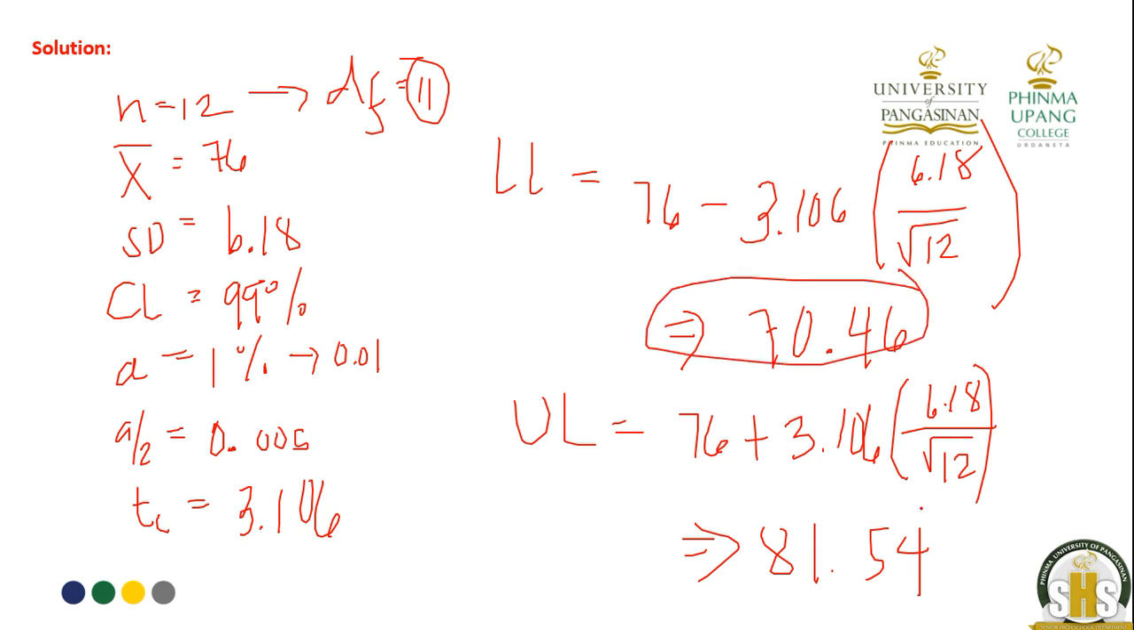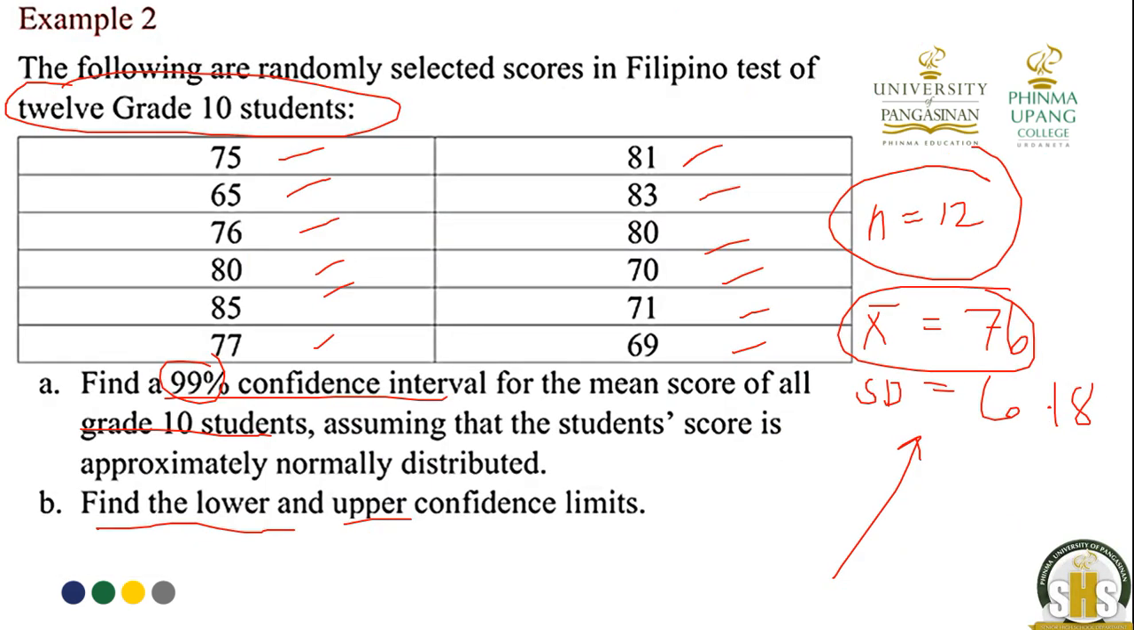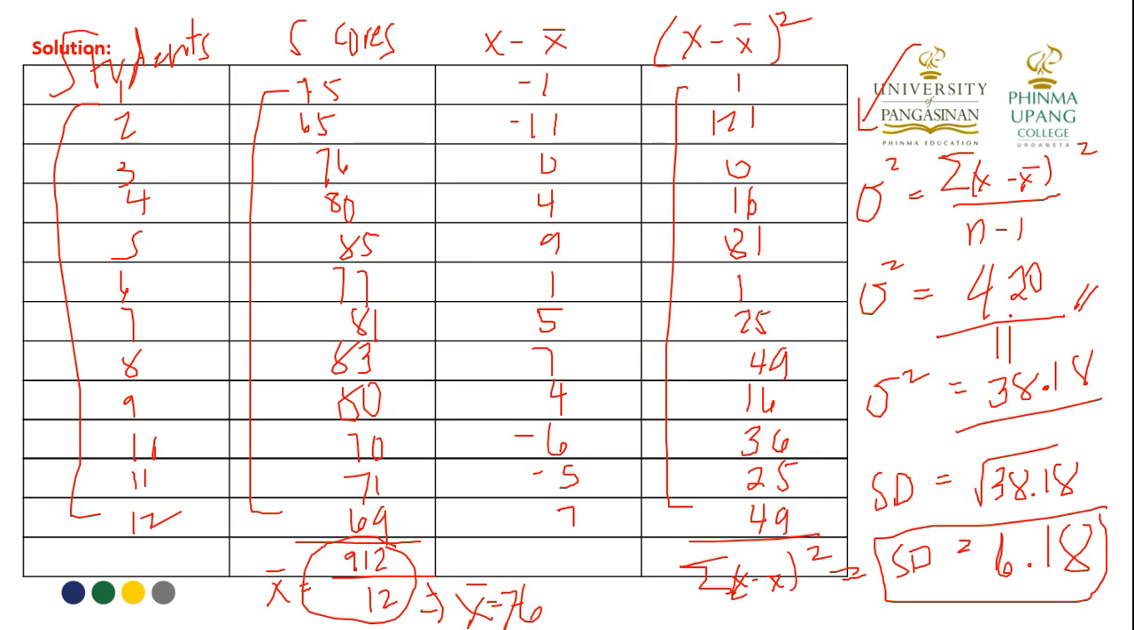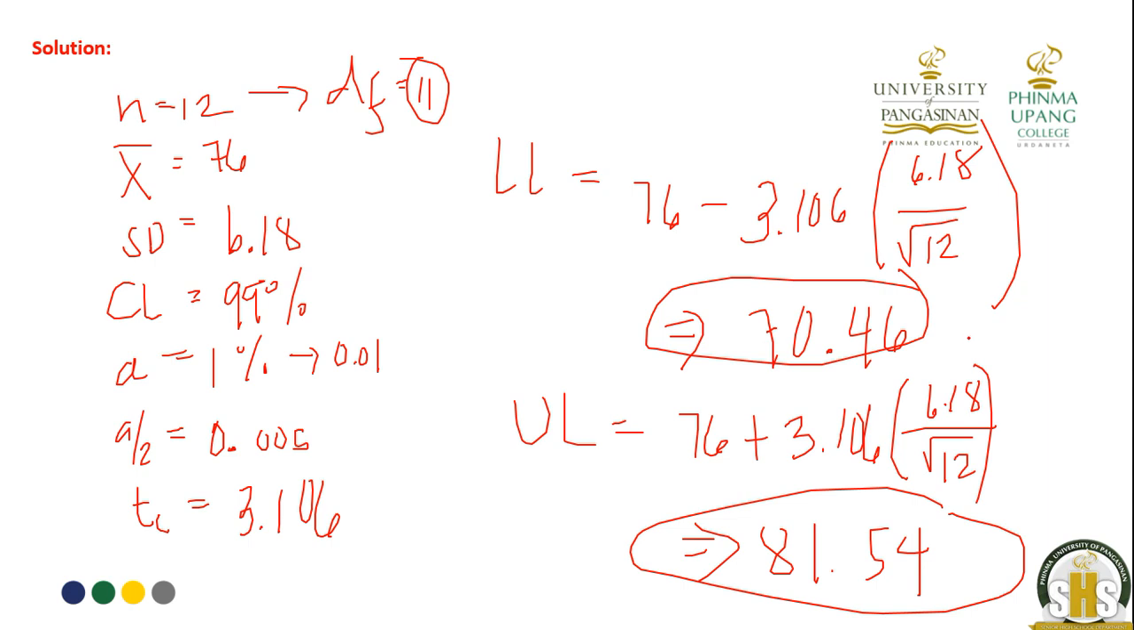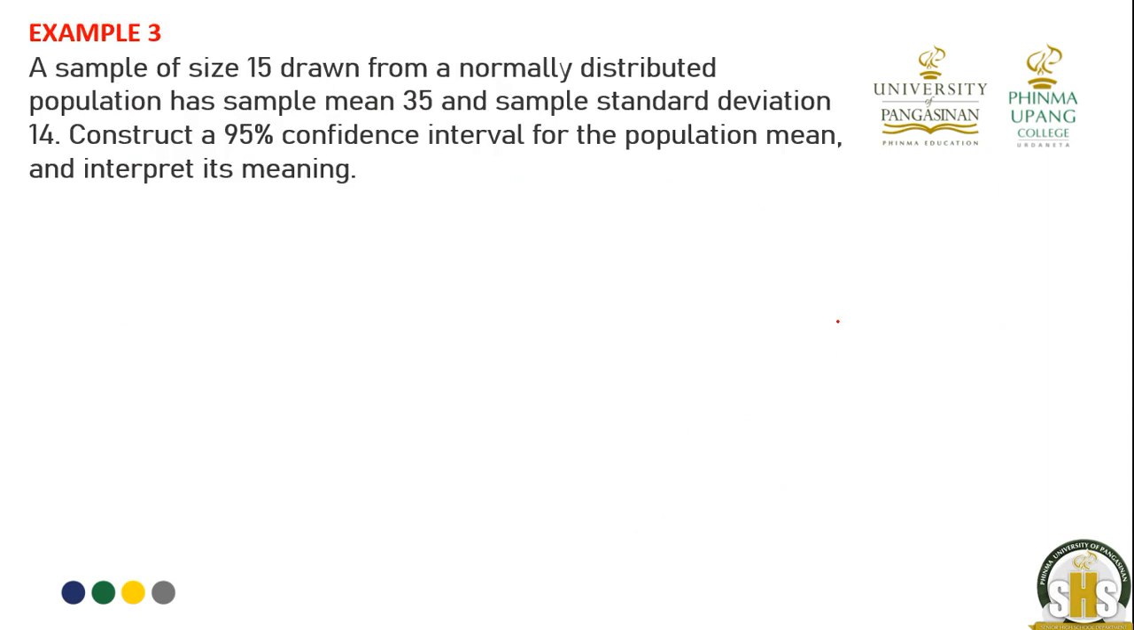81.54. Bahala na kayo kung tama yung mga sagot nyo dyan ha, kasi calculator naman yung gamit nyo. So 70.46 is LL and UL is 81.54. So these are the solutions that you need to write because you're going to pass it on next week, face to face. Let's move on to number 3.